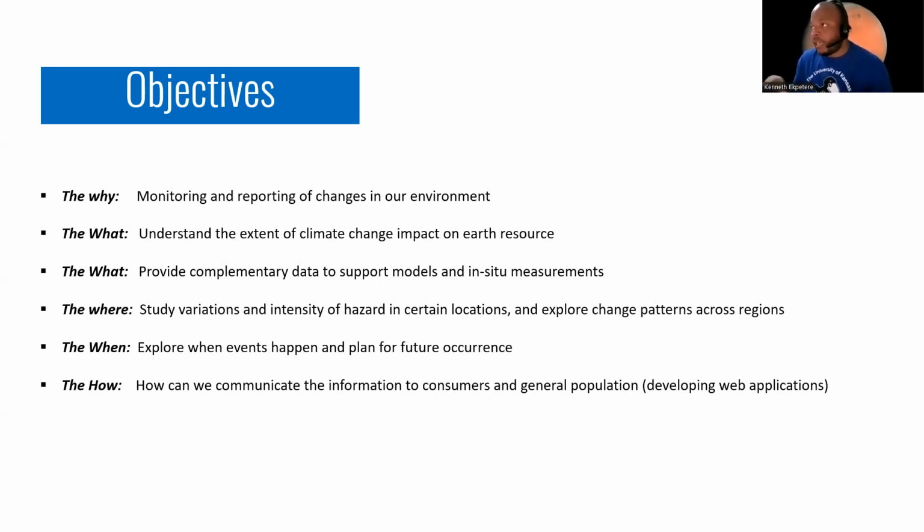So everything is tying down to climate change. How is the environment changing? We have indicators from vegetation change and all that. We also want to provide complementary data to support models and in situ measurement, because we know, for example, when we talk about the rain gauges, which we use to model discharge, they are not abundant everywhere, and we have gaps. So we can use those data and satellite data to complement them and see how we can bridge that gap.